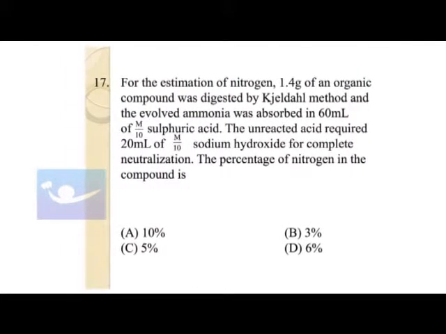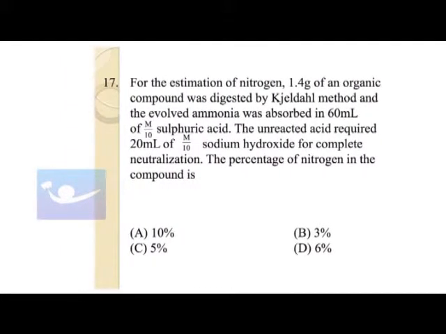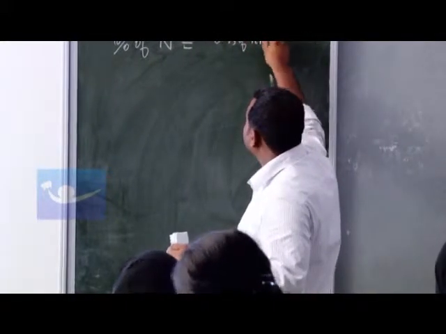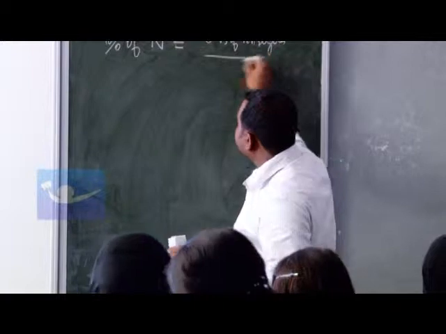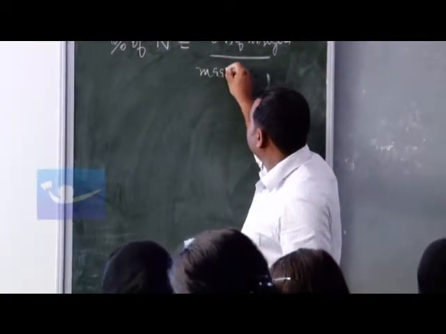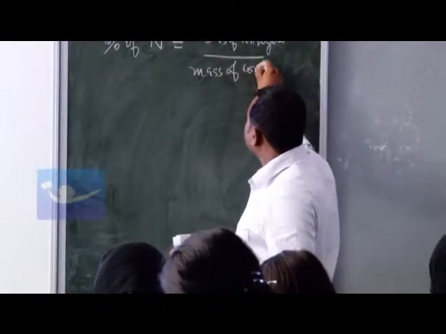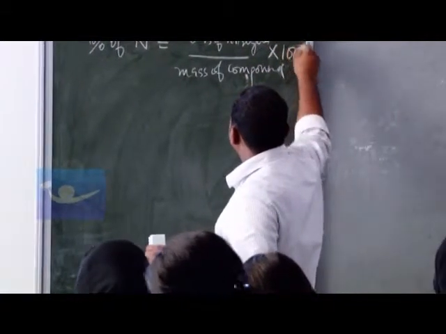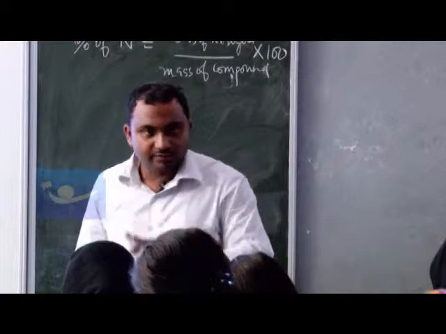So percentage of nitrogen is given by the mass of nitrogen divided by mass of compound into 100, right? This is how we get it.